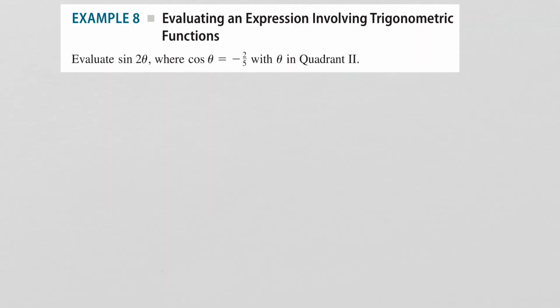So in the next example, this is pretty much the same thing. They want us to evaluate the sine of 2 theta when we know that cosine of theta is negative 2/5 and theta is in the second quadrant. So again, if they want us to evaluate sine of 2 theta, we're just going to remind ourselves that sine of 2 theta is 2 sine theta cosine theta. So that's going to be 2 times whatever sine theta is multiplied by whatever cosine theta is.